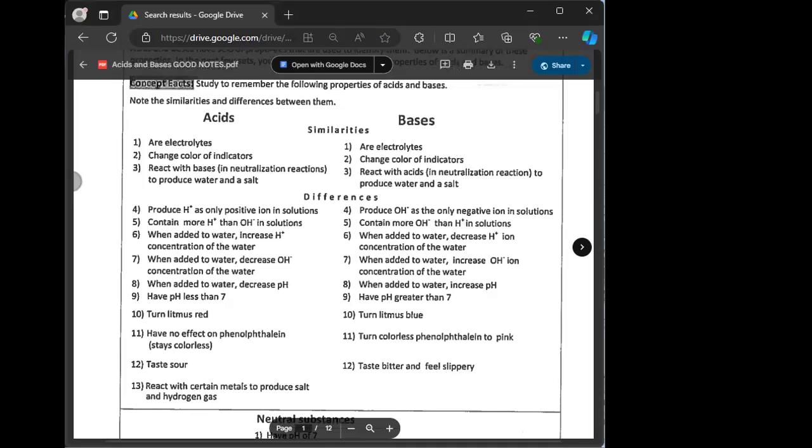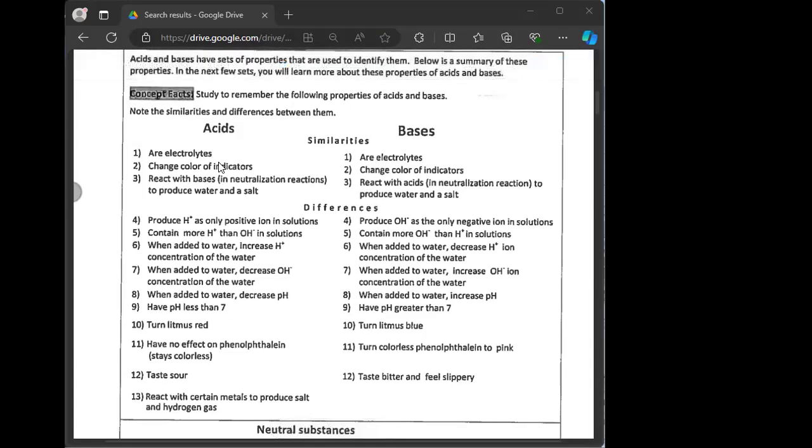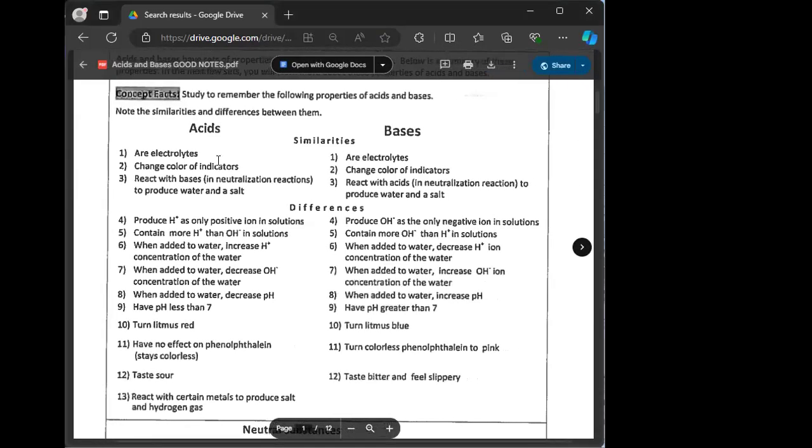Okay, so for acids, we need to know that acids are, I'm sorry. Let's start with the similarities. Both acids and bases are electrolytes. And let's go over what exactly we mean by an electrolyte. An electrolyte is a substance that produces ions when it dissolves in water.